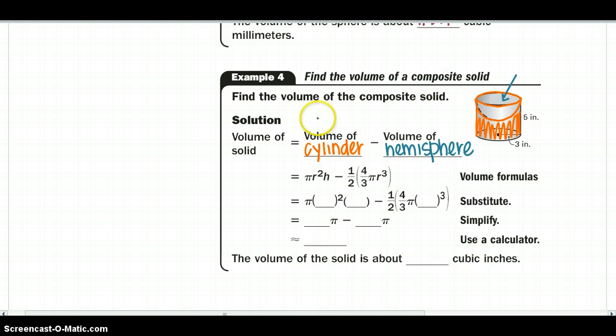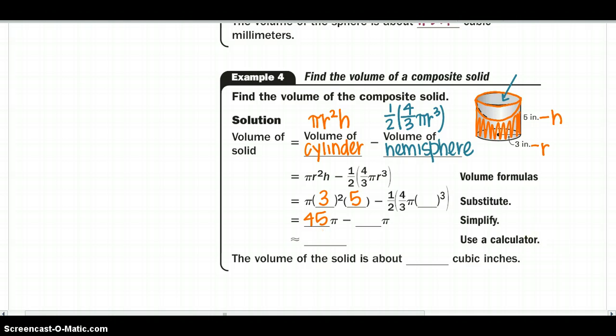So they have given us our cylinder equation from the last section, which is pi r squared times our height. And our new one that we learned today, half of our sphere, would be 1/2 times 4/3 pi r cubed. So really we're only plugging in our radius and our height. So our radius is 3 squared times our height of our whole cylinder, which is 5. So that gives us 45 pi.